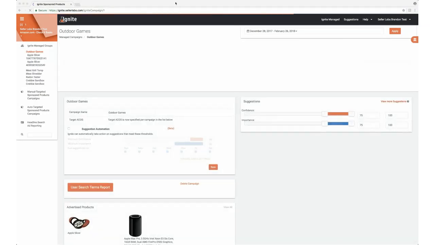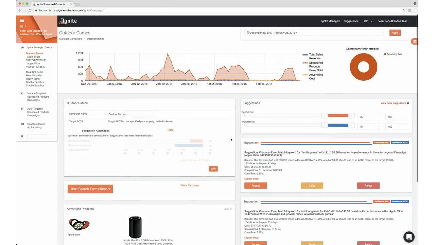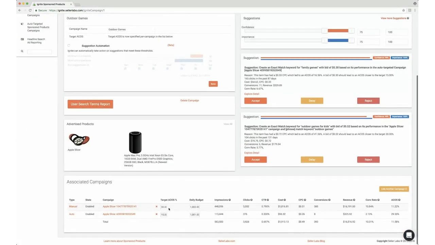From here, it takes you to the overview page. This is kind of like your dashboard for these campaigns inside of this Ignite managed group. You'll scroll down to the bottom of the page, and here is where you can find that target ACoS. You will also specify a target ACoS during the initial setup of this Ignite managed group. This is part of the setup process. You just put in the target ACoS at a campaign level.